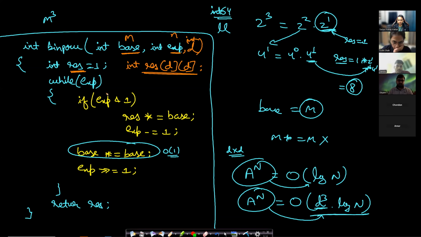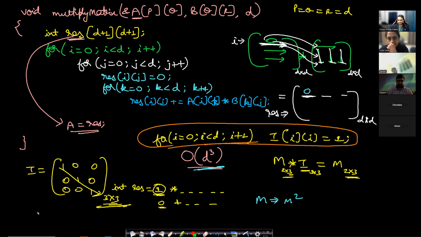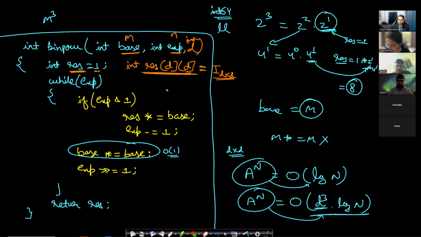Now, result is d by d, but what exactly is result? Result is storing the one powers, isn't it? And it started with one. So that means what should be the value here? It should be an identity matrix of dimension d by d. And how should you define an identity matrix of dimension d by d? This is the exact same code. We will bring all of this together in a problem while coding. But I think you do understand how we define an identity matrix.